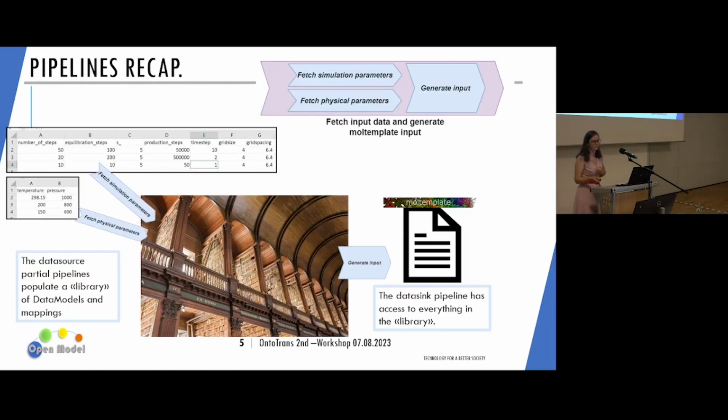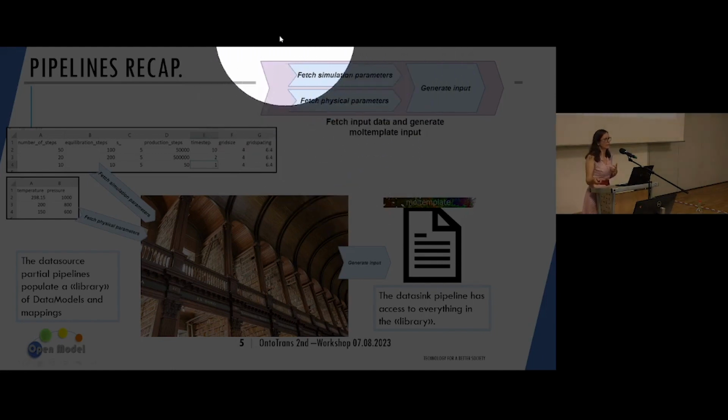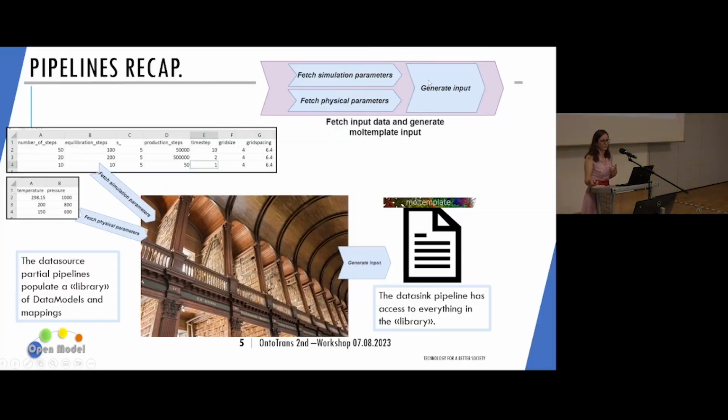Then I think I can go forward. So the first one, we have to fetch data and we have to generate the input as we want it to the Moltemplate. In our case, we are reading them from Excel files. You can see here to the left. And we have two partial pipelines because we need data from two different sources, which are these two Excel sheets.